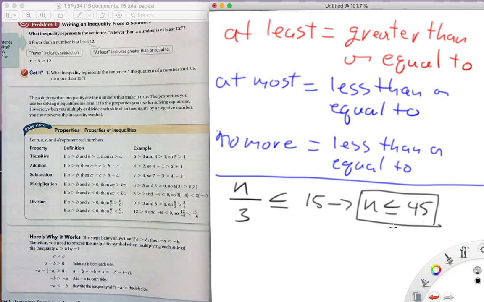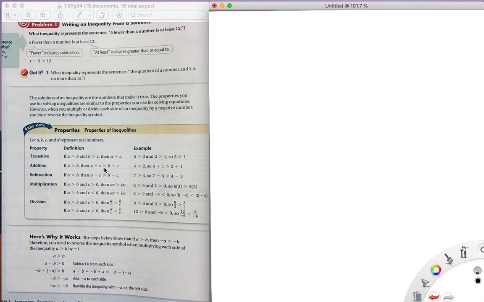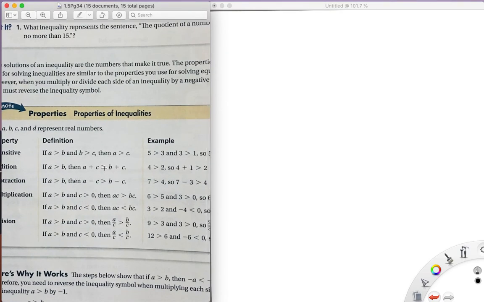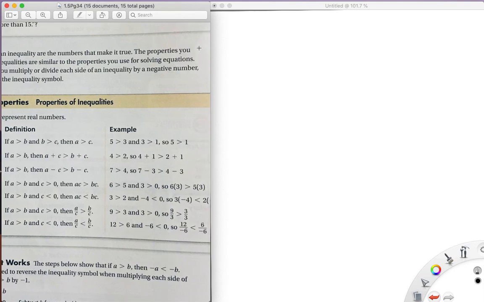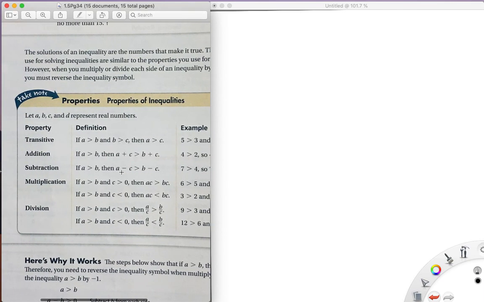Now they give us a whole bunch of rules. Transitive property of inequality, which says that if A is greater than B and B is greater than C, then A is greater than C. The example that the book gives, which is a good one, is if 5 is greater than 3 and 3 is greater than 1, then 5 is greater than 1, which makes a lot of sense.